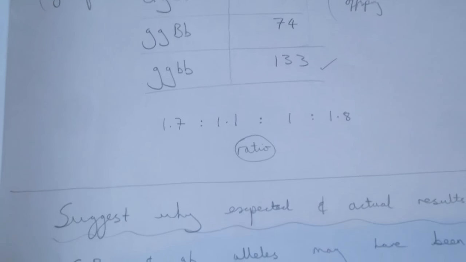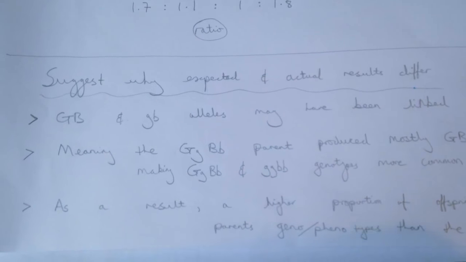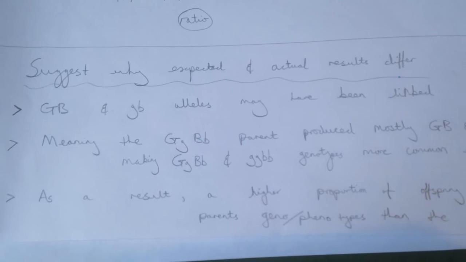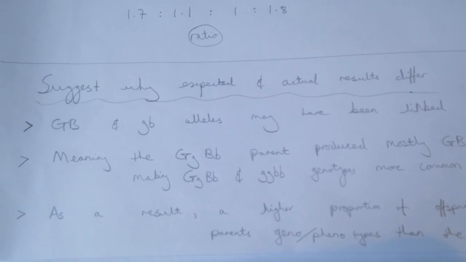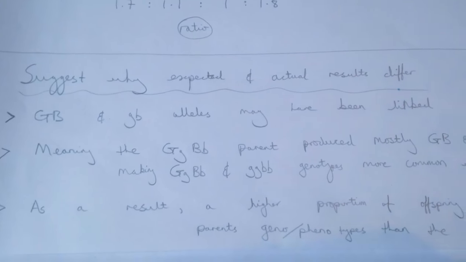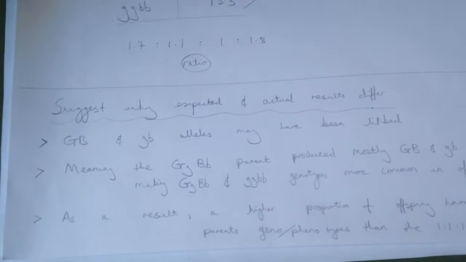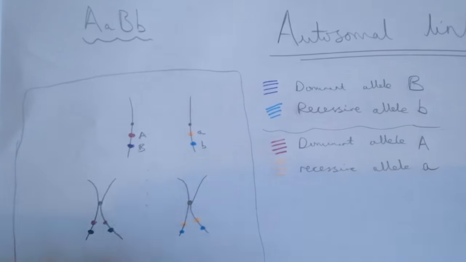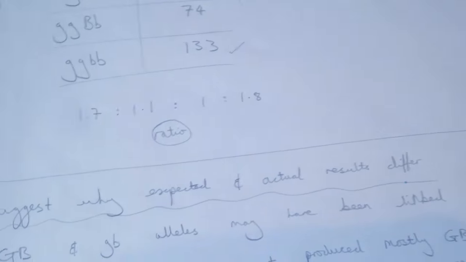And then the question would be, suggest why the expected and actual results differ. This is a fairly standard way of answering a question like this, so I'm going to take you through it. The big G, big B and little g alleles may have been linked. And if we go back to the first part of the tutorial, that is very much like what we had there: big A, little b, and little b were linked.